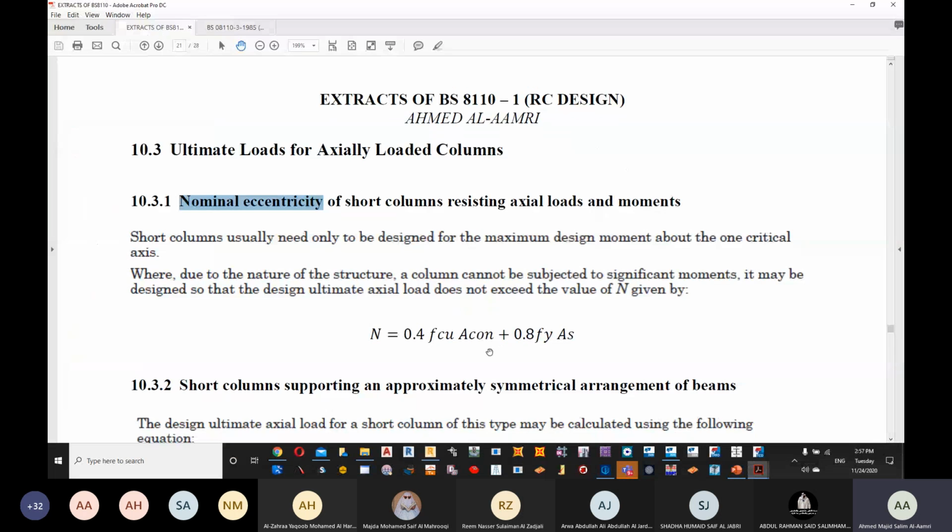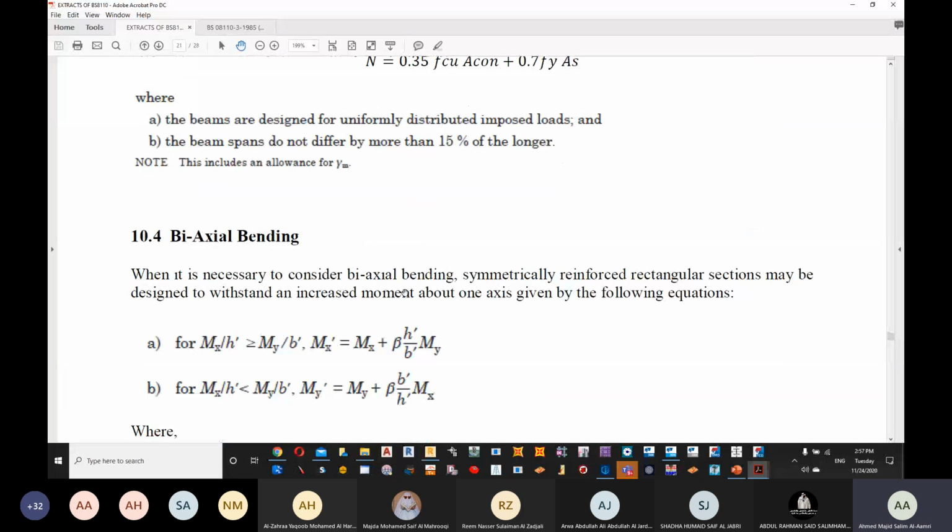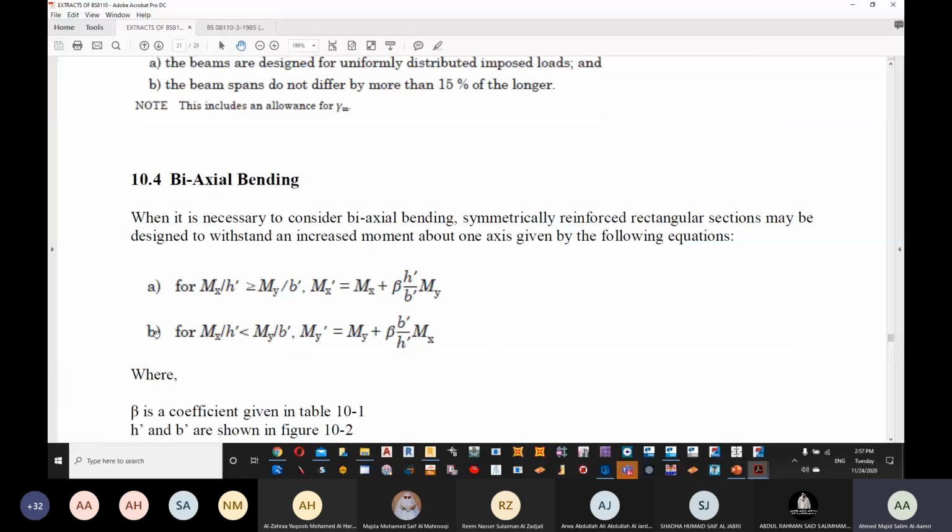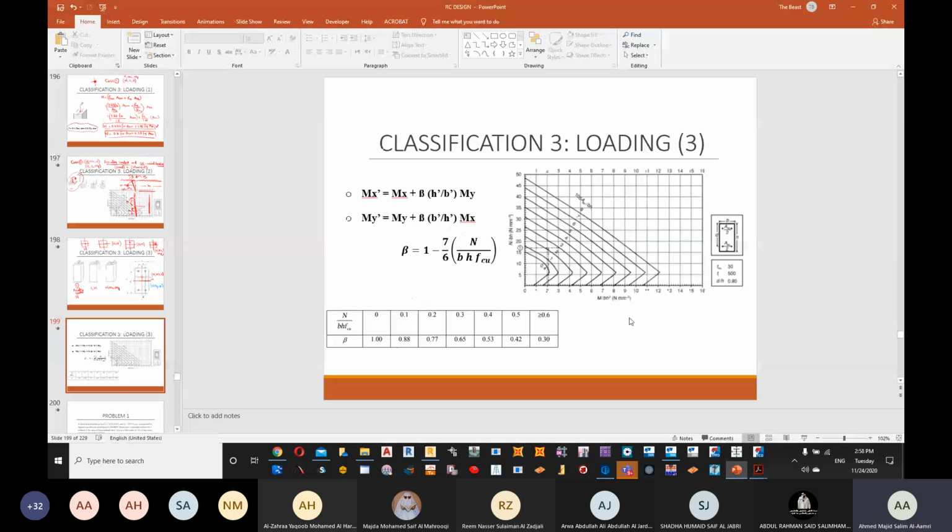So if we go to the code, it says for biaxial bending, if your MX over H dash is larger than MY over B dash, then the dominant moment is going to be X, so we are going to calculate MX dash. If your MX over H dash is lesser than MY divided by B dash, then the dominant is going to be MY, and we need to calculate MY dash. So after doing that, you are going to calculate only one moment, whether it's MX dash or MY dash, and that value is going to be used in the chart.